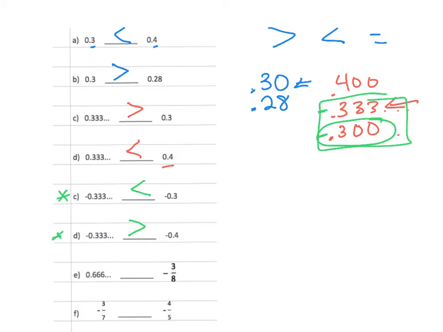Letter E should be fairly easy. We are comparing a positive number and a negative number. The positive number is always bigger than the negative number.